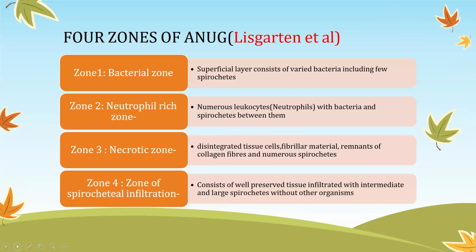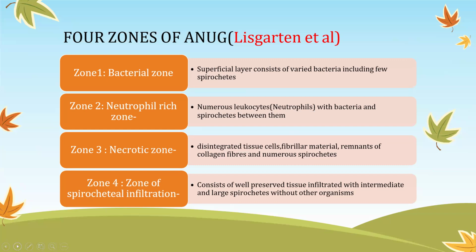So Listgarten et al. described 4 zones of acute necrotizing ulcerative gingivitis. Zone 1 is the bacterial zone. In this, there will be a superficial layer consisting of varied bacteria, including few spirochetes. And zone 2 is the neutrophil-rich zone. There will be numerous leukocytes with bacteria and spirochetes between them.